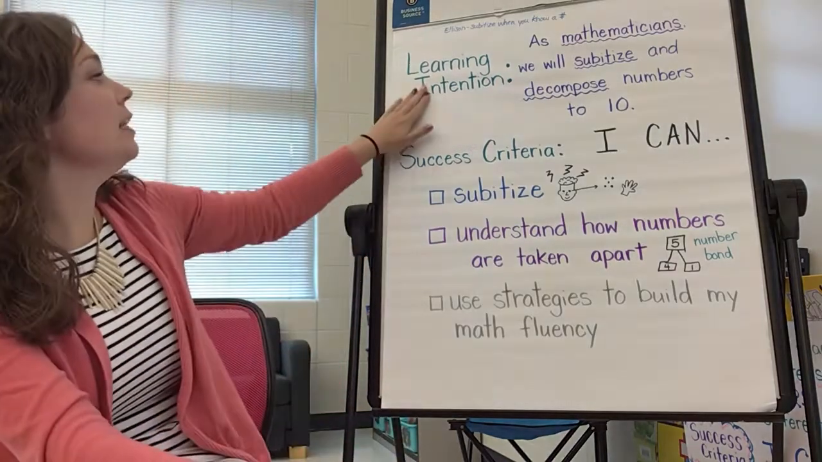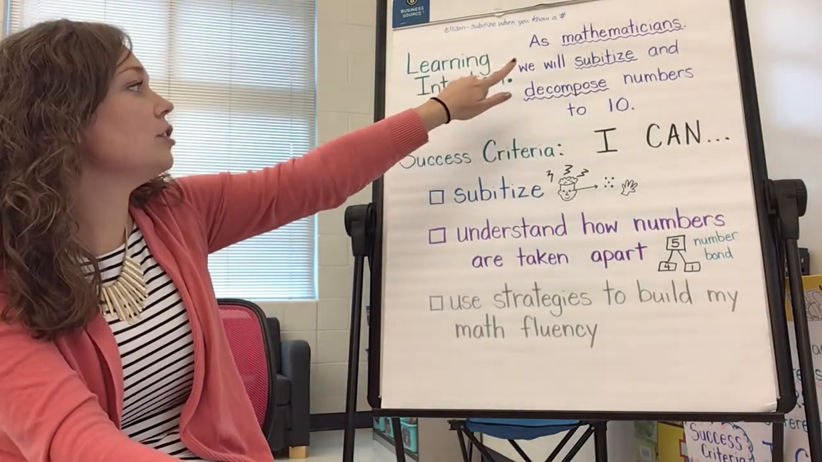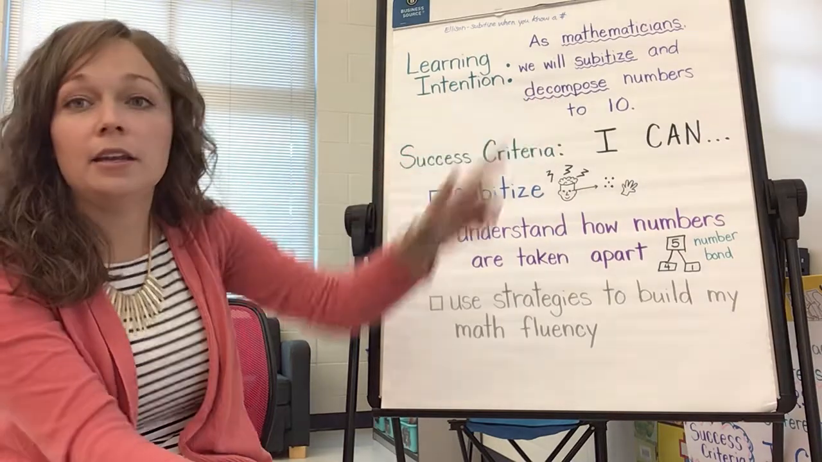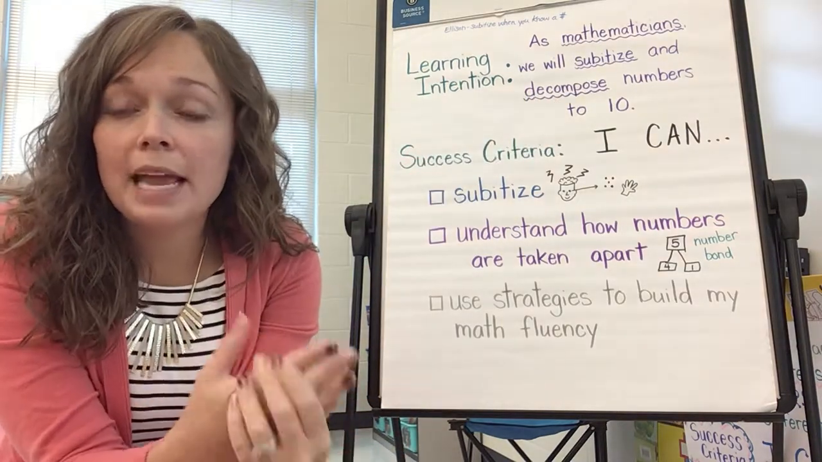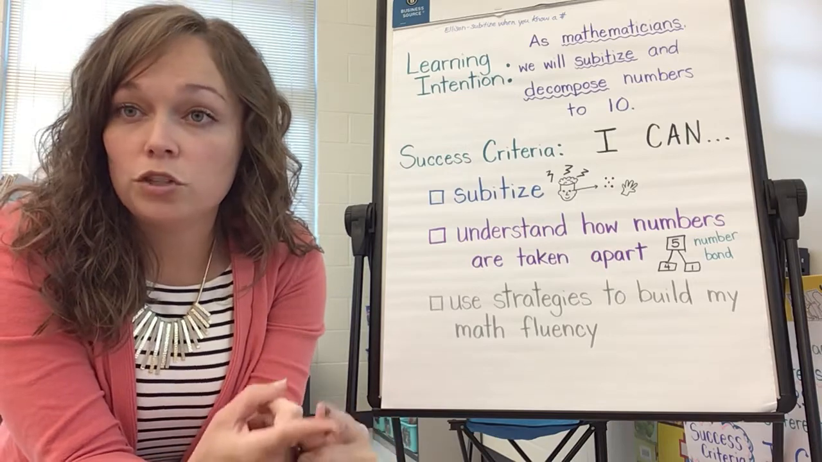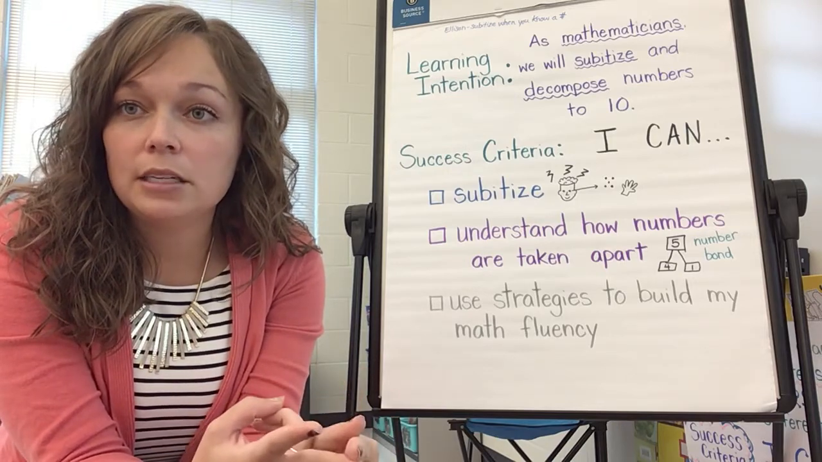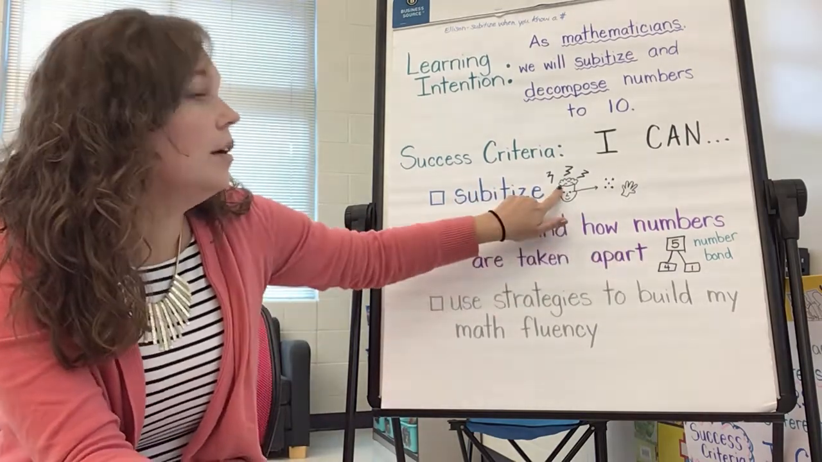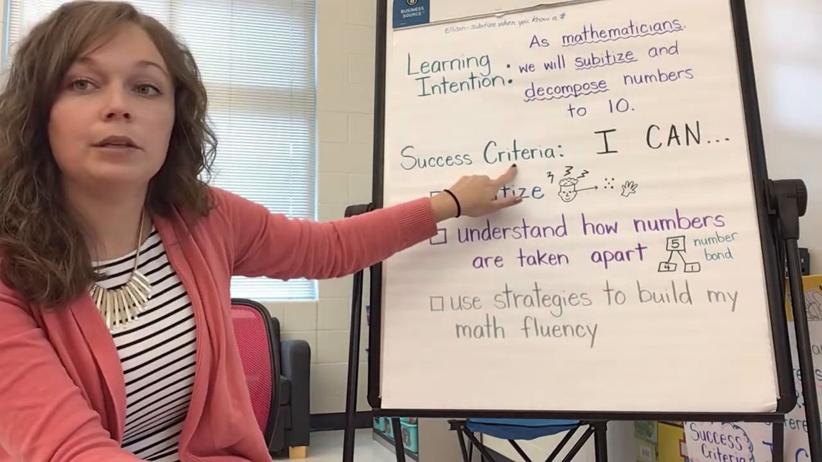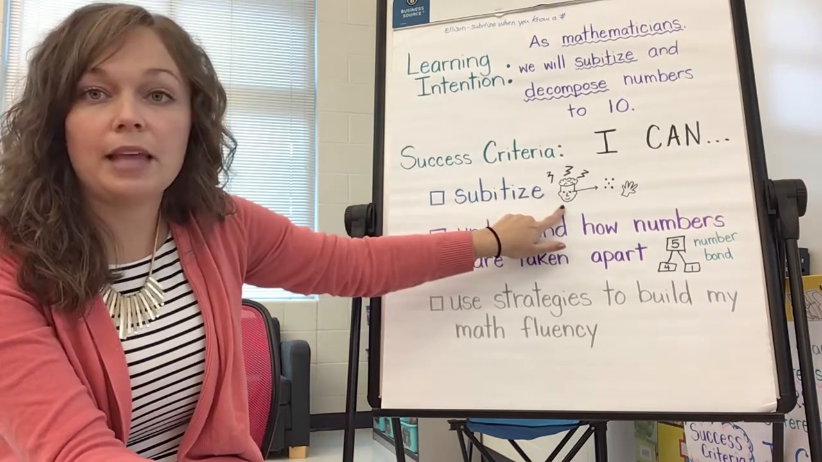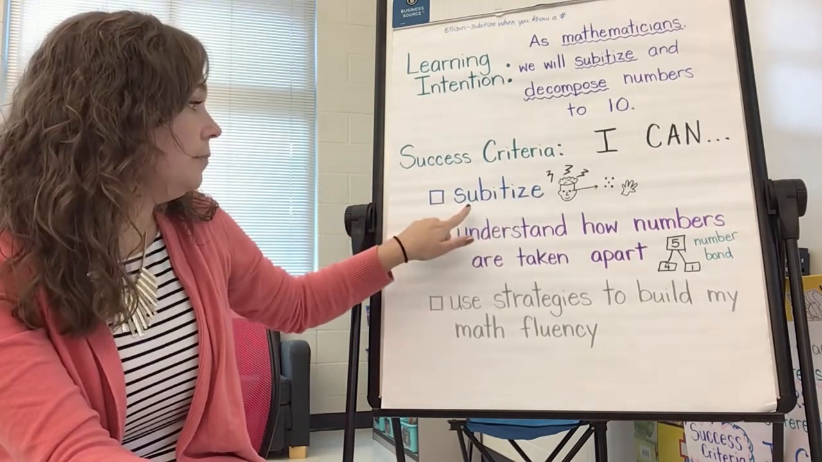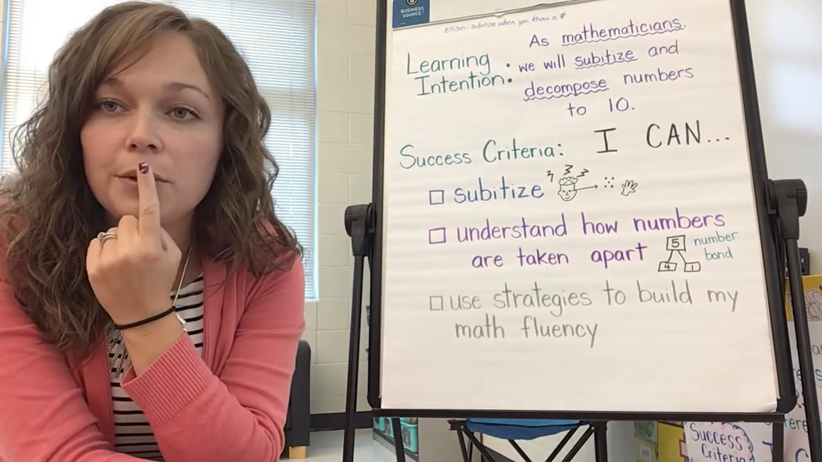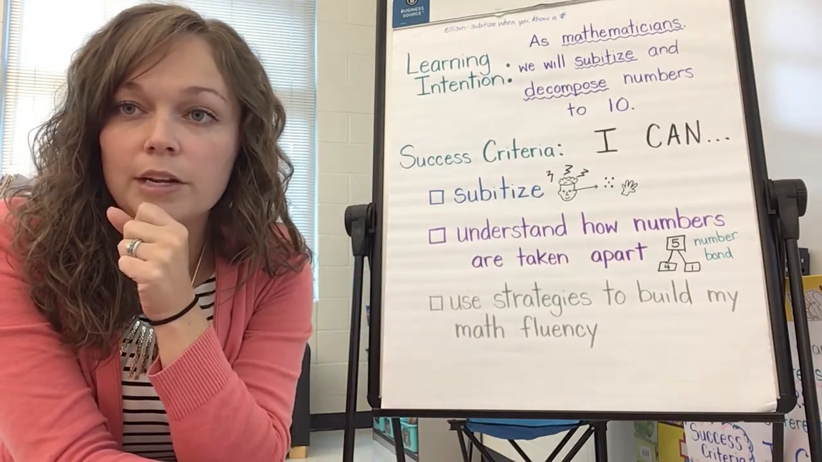So I know our learning intention says, as mathematicians, we will subitize and decompose numbers to 10. So at this point, you should be able to tell somebody else what the word subitize means and what it means to decompose. Okay, because both of those things are also down here under our success criteria. So right now I want you to try and think about that word subitize and decompose. Can you explain it to somebody at your house or to someone nearby?